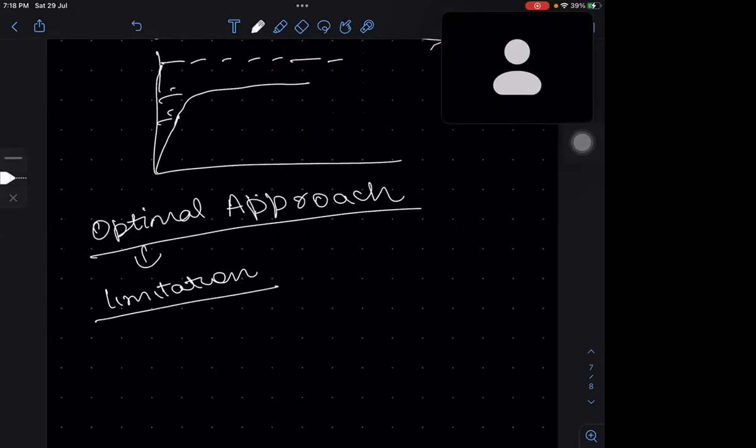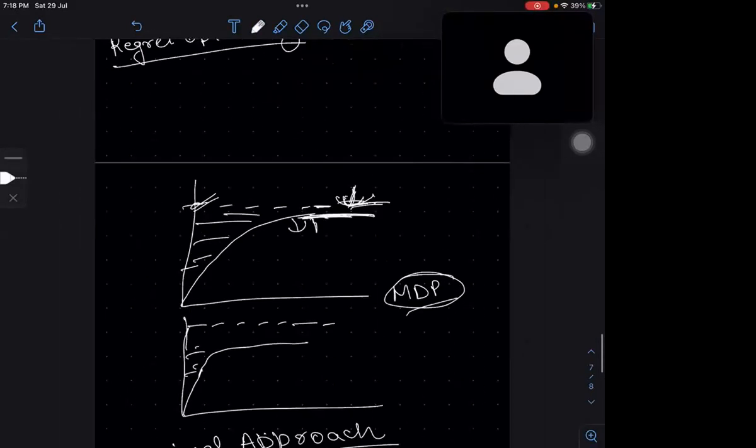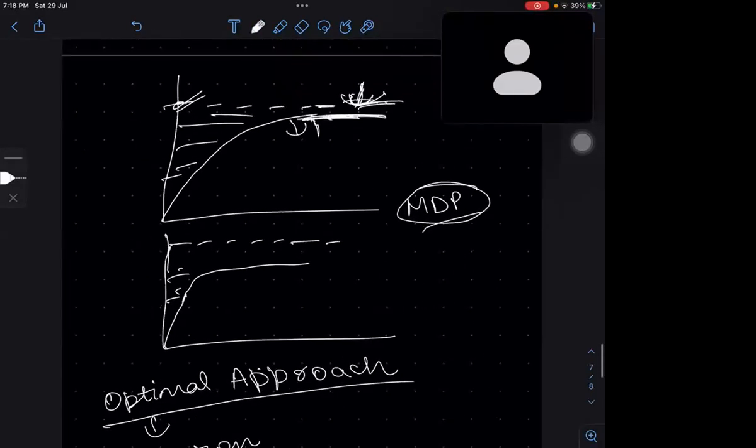So can you tell me, or can anyone else tell me, what can be the limitation with these optimal approaches? What can we face? Ma'am, can you explain the situation again? Okay, this is basically the optimal approach. This line, this one.